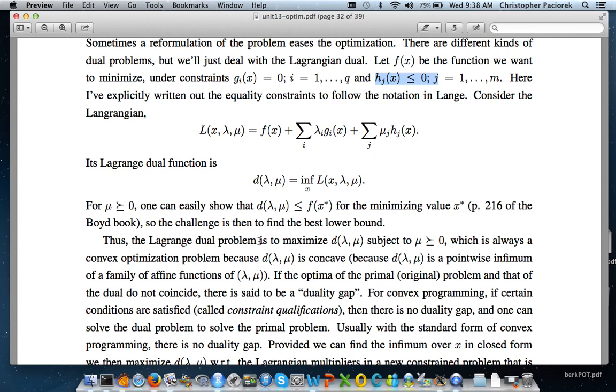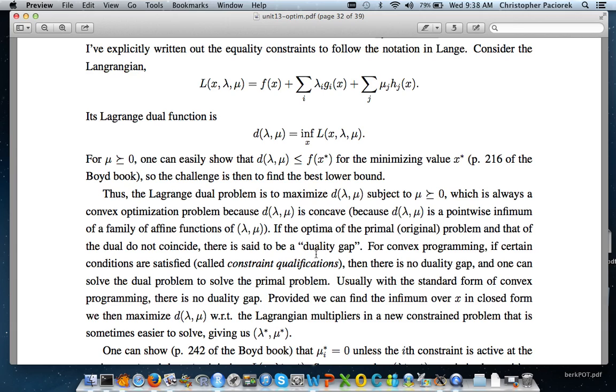So basically, whether or not solving this dual problem of maximizing this is equivalent to finding the minimum for x amounts to whether or not there is this thing called the duality gap. If certain conditions are satisfied, these things are called constraint qualifications, then there's said to be no duality gap, and then you can solve that dual problem. That's going to allow you to solve the original problem that you're interested in solving. And in many cases with convex programming, this will be the case, that there will be this dual problem that you can solve instead of the primal problem.